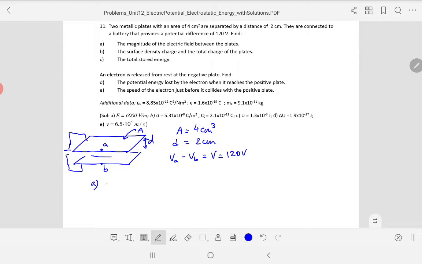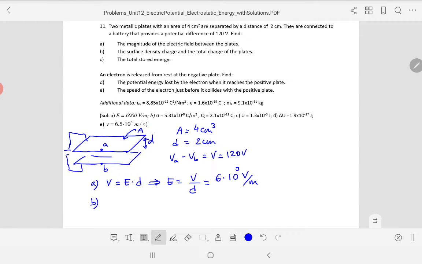We know that there is a relationship between the potential difference across the plates and the electric field, because this is a parallel plate capacitor, and it's just the electric field times the distance. So to know the electric field, we just have to divide the potential difference by the distance. And if you do this, this provides 6.6 times 10 to the 3 volts per meter.